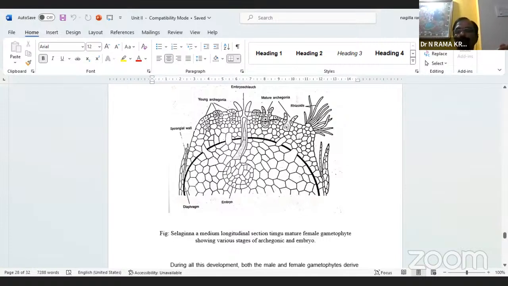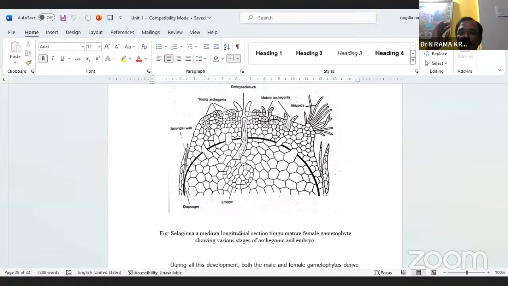So this one is the gametophyte. Sporophyte produces spores, and the next one is the gametophyte. These gametophytes produce the gametes. But how does the development happen in this gametophyte? For example, you see here this is a gametophyte. One of the structures is going to be modified as a male reproductive organ. That is why we are saying it is the antheridia, the male reproductive organ.